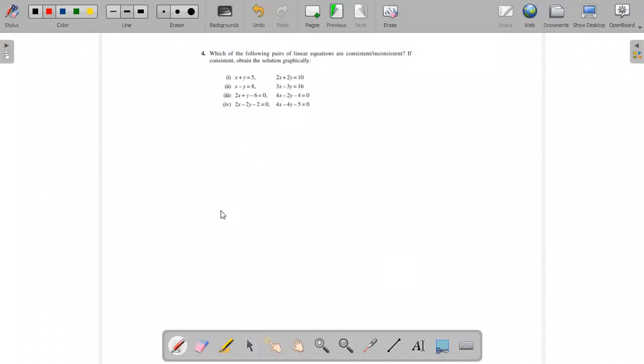Question number 4, we have to check and then solve graphically. The graphical method I told you how to do; I've done it in the previous question. Just first check. Question number 1: x plus y is equal to 5. So we can write x plus y minus 5 is equal to 0, equation number 1. And 2x plus 2y minus 10 is equal to 0, equation number 2.